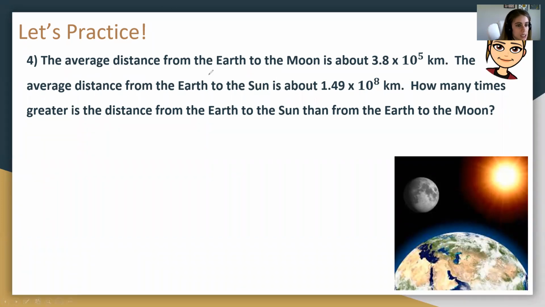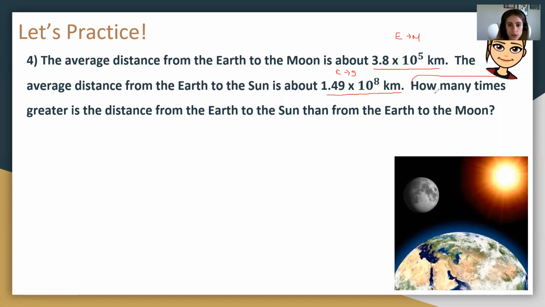So the average distance from the Earth to the moon is about 3.8 times 10 to the 5th kilometers. I'm going to even put E to M up there, so I remember that's Earth to Moon. And then the average distance from the Earth to the Sun is 1.49 times 10 to the 8th kilometers. So E to S. Now here's my question, how many times greater?